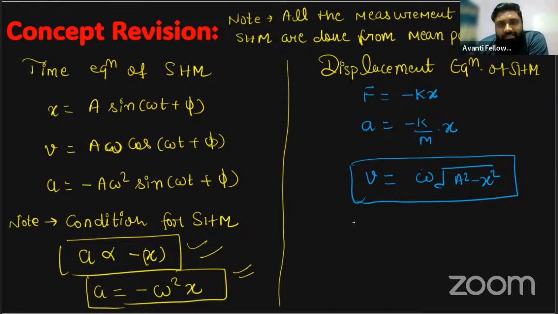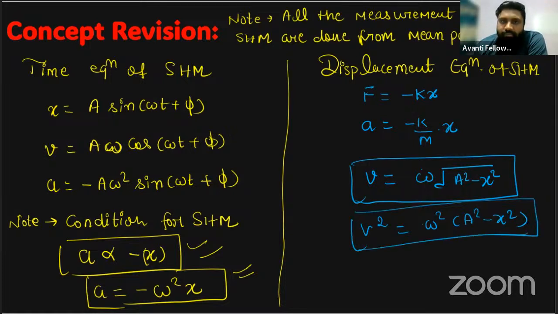Although you can write it as v square is equal to omega square times a square minus x square. So this you can also note down. Okay, so these are the important ones: the time equation and the displacement equation. Got it?